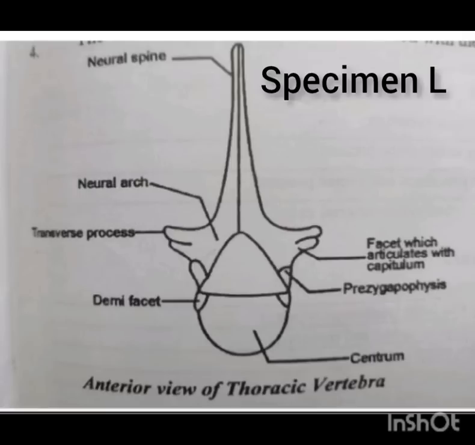It has a long, prominent neural spine which projects upward and backward, and a pair of short transverse processes. Then, a large cylindrical centrum is present too. Then, presence of a large neural canal and neural arch. Then, presence of demifacets and articular surfaces for attachment of ribs.